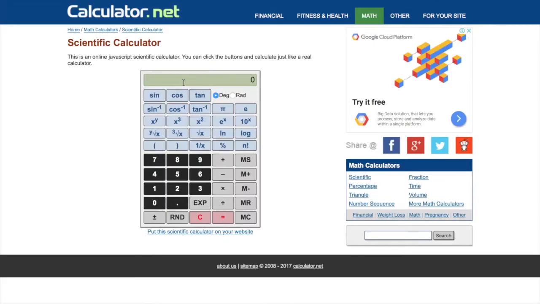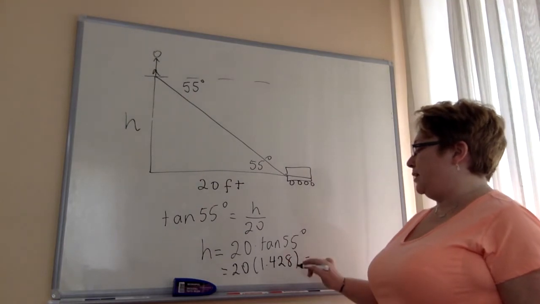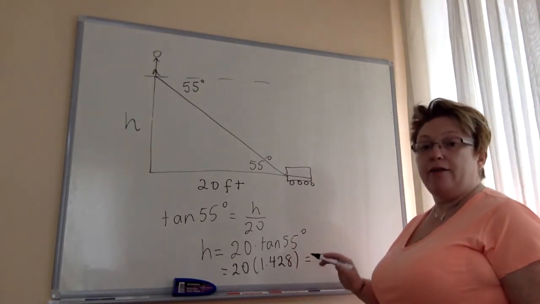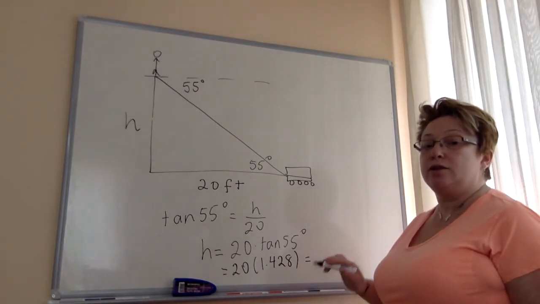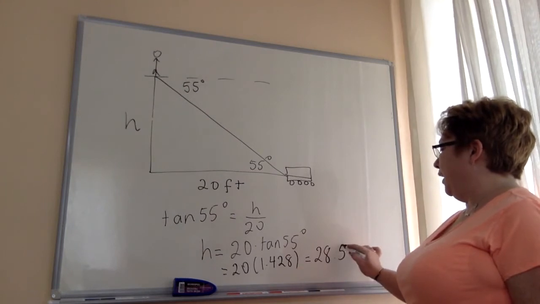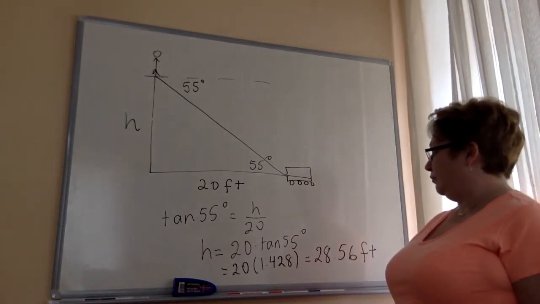We can go to our scientific calculator again and find tangent 55 degrees to be 1.428. And I plug 1.428 for tangent 55 degrees, and I find the height of the building to be 28.56 feet, approximately.